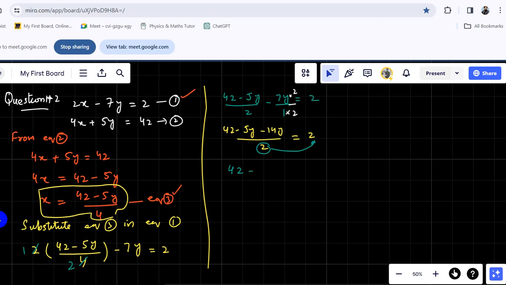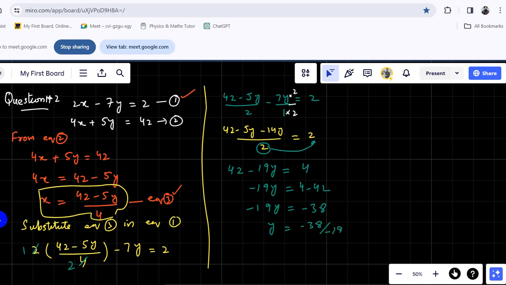So minus 5 and minus 14 will be minus 19y equals 4. We need y here, so it will be minus 19y equals 4 minus 42, which is minus 38, and y will be minus 38 upon minus 19.